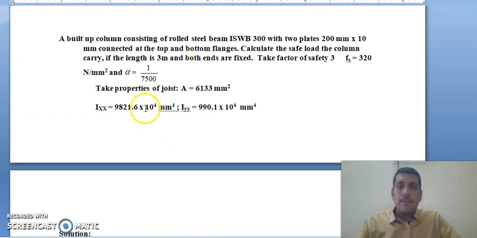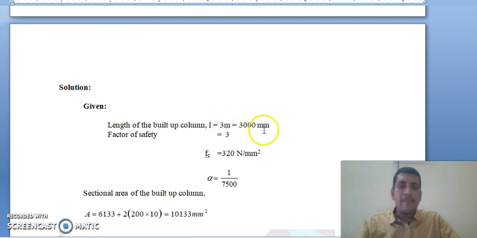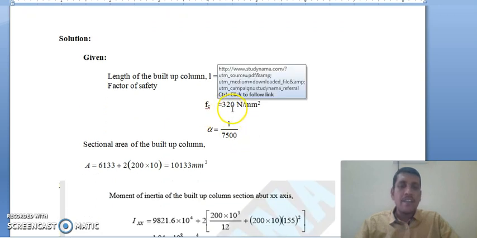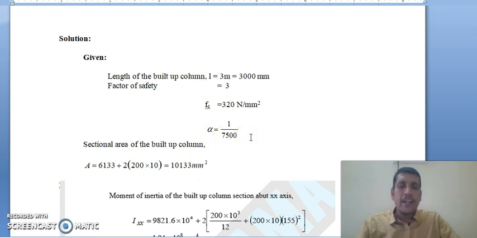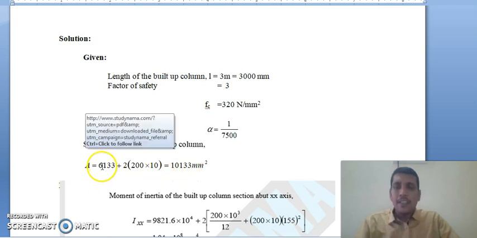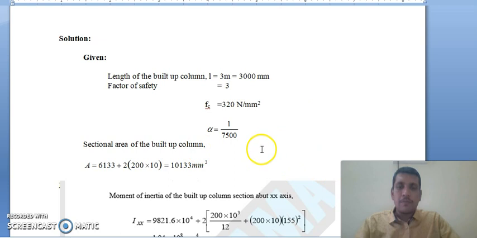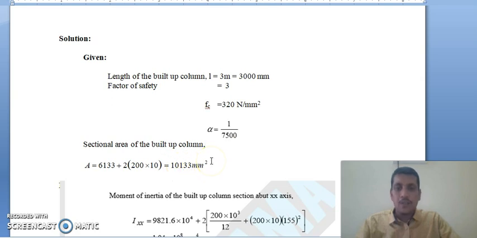So values are given. Now the length of the built up column L equal to 3 meter is 3000 mm. Factor of safety is given as 3. So allowable stress is given as 320 Newton per mm square. Alpha equal to 1 divided by 7500. Now the sectional area of the built up column. The area of the section is given as 6133 plus the top and bottom plate 200 by 10 mm into 2. So the total area is 10,133 mm square. This is the total area.